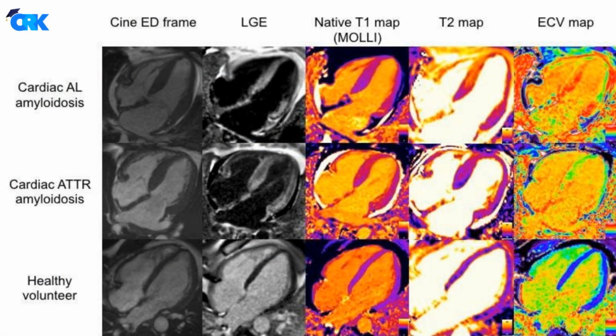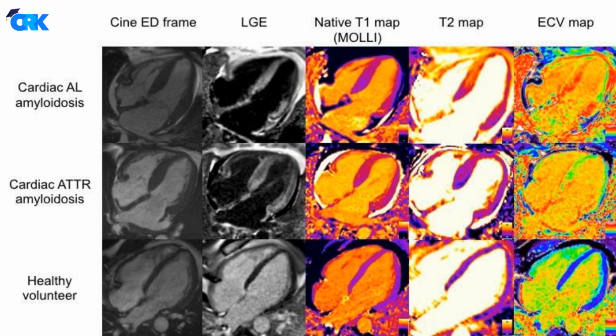To fully appreciate the complexity of transthyretin cardiac amyloidosis, we need more than one imaging technique. This is where multiparametric CMR steps in. By integrating cine imaging, LGE, native T1, T2 mapping, and ECV mapping, we gain a holistic view of the heart, capturing not just structure, but the entire pathological fingerprint of amyloid infiltration.